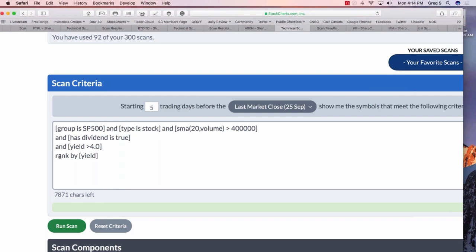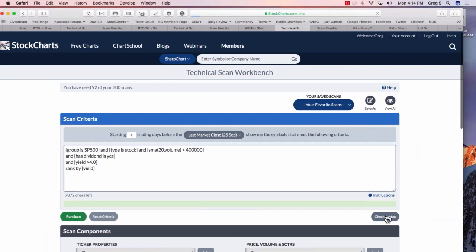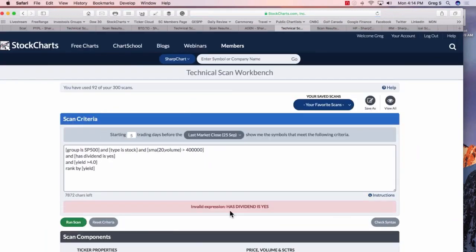So let's talk about when you've screwed up something. When we say the dividend is, and we'll just put in the word yes, and when we go to fix this scan, or when we go to type this scan, it runs and it says invalid expression, has dividend is yes. And you could have typed this wrong. So you could have typed the word true with whatever, just a spelling error, or you missed a button typing. It's going to try and point you to the information.